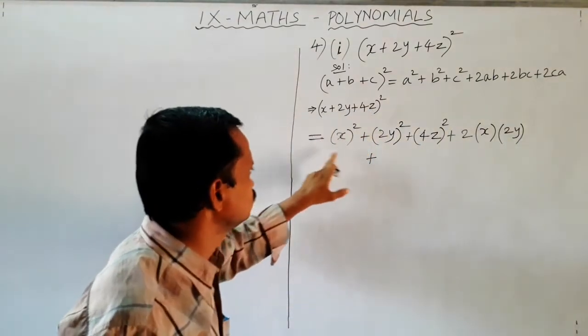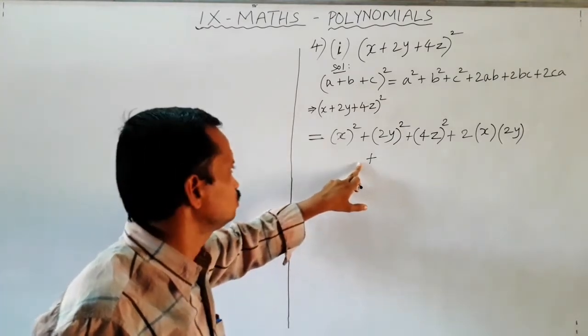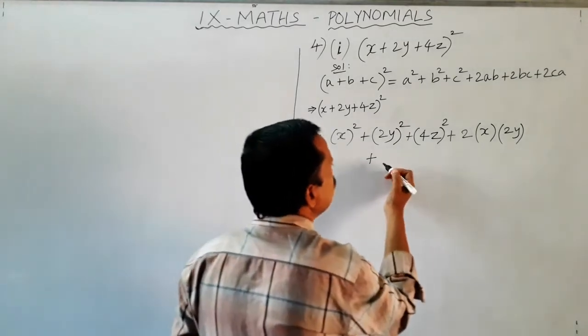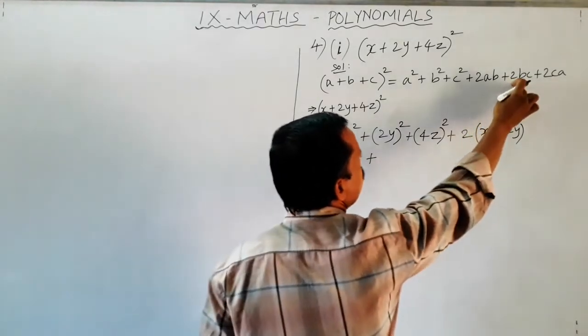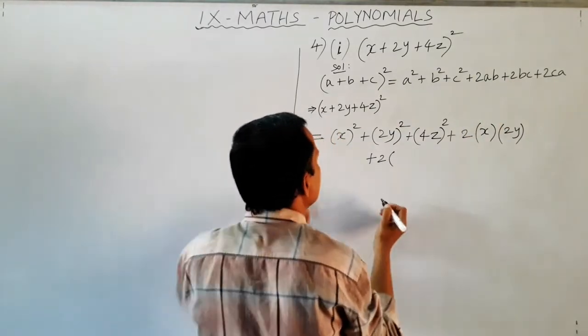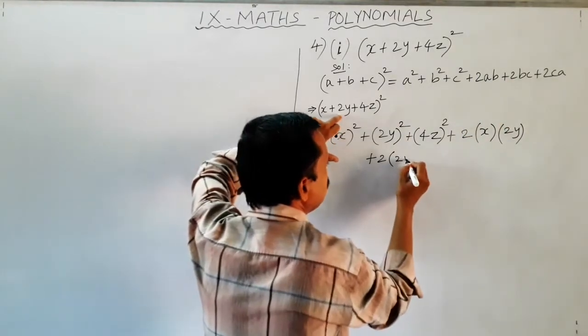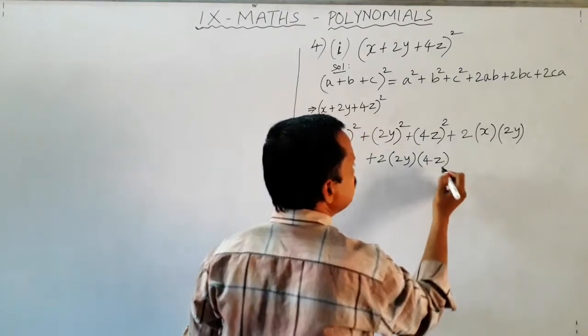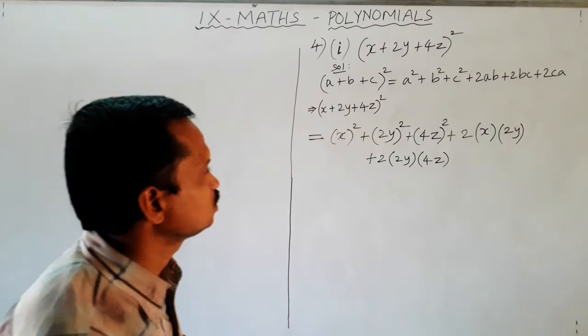Okay, but you have to leave some gap, not straight to the equal sign. Okay, so put plus here, and for 2bc, now we are here 2bc. So 2 into what is b? You see here b is 2y, and what is c? 4z. So like that, carefully you have to substitute.